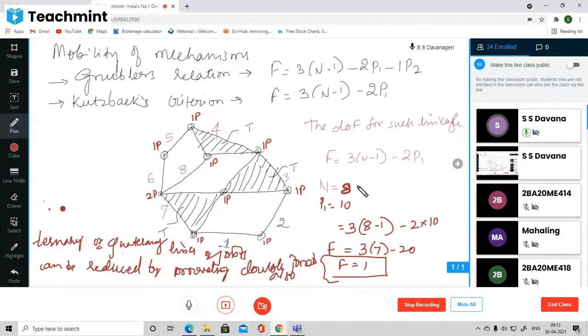Right. So what I've done? I've converted this ternary joint into a combination of binary joints, a double pair. Okay, so pair means it has to be a combination of what? Two elements. It has to be a combination of two elements, right?